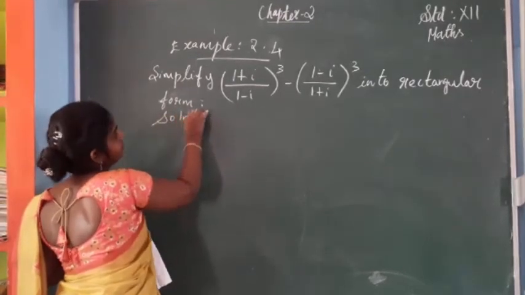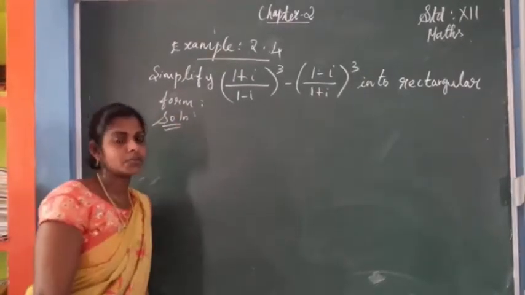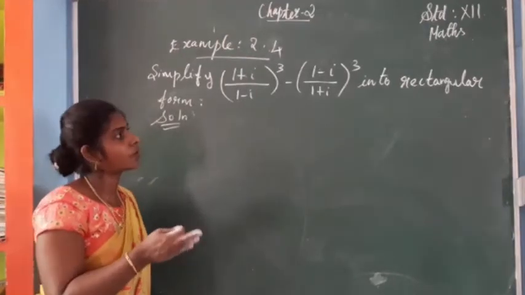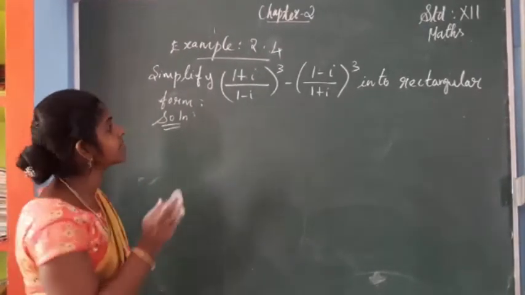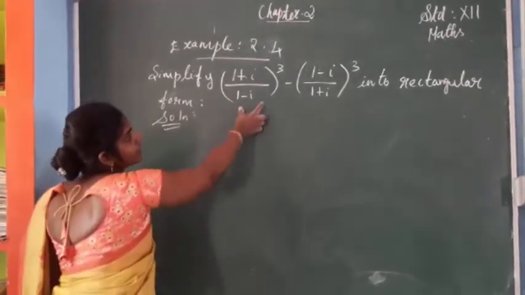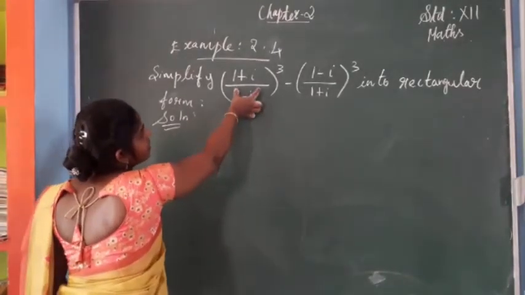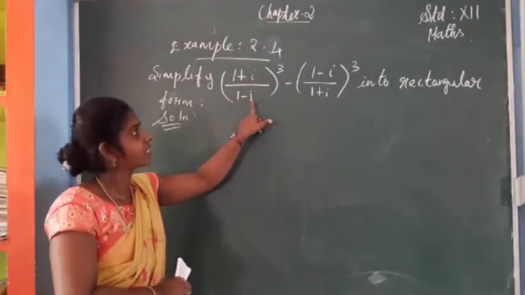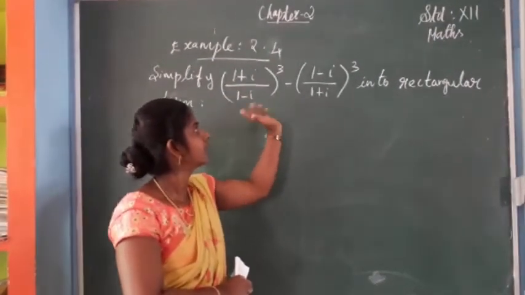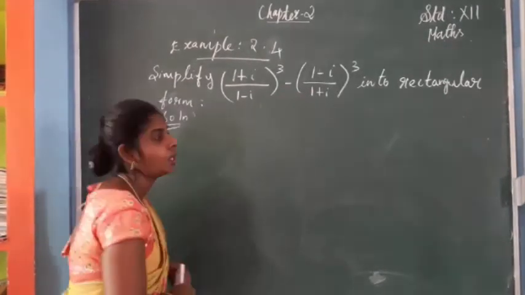Solution. So what is the rectangular form? That's z equals x plus iy. First we have to find the first part, that is (1 + i)/(1 - i). Second we have to find the other part, then we have to subtract both the values.